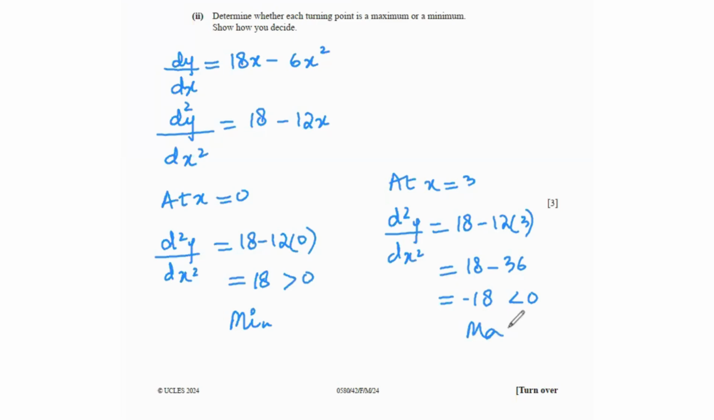That means it's maximum. So basically, whenever your second derivative is greater than 0, that means that point is a minimum point. And whenever it's less than 0, that means that point is a maximum point. So to sum it up, the minimum point is (0, 10), and your maximum point is (3, 37). That's how you decide the nature of the points.